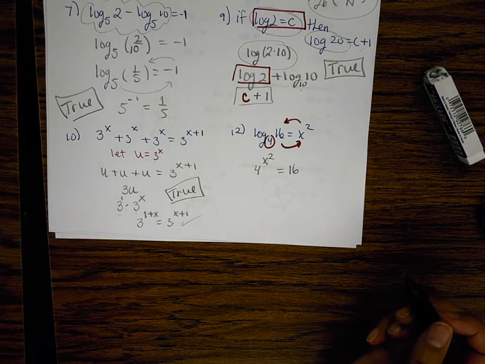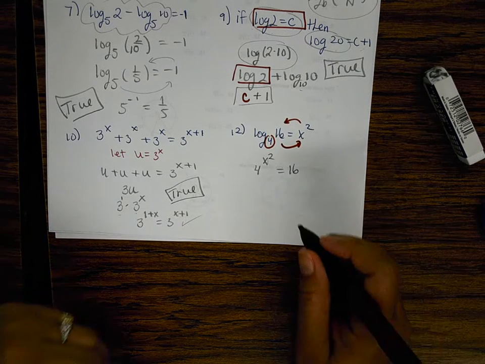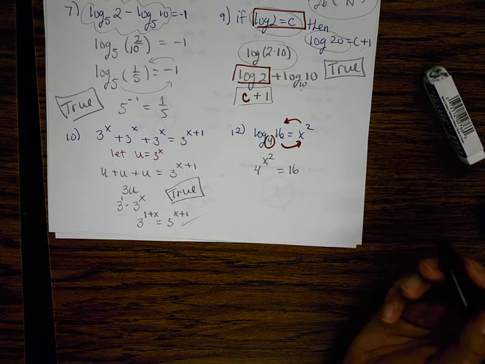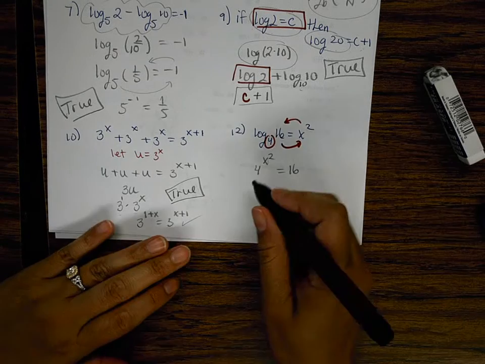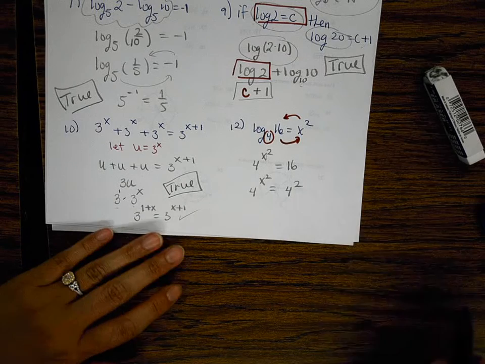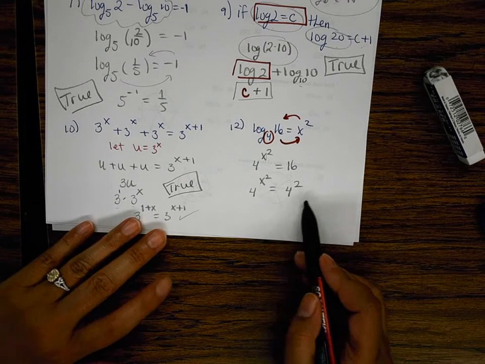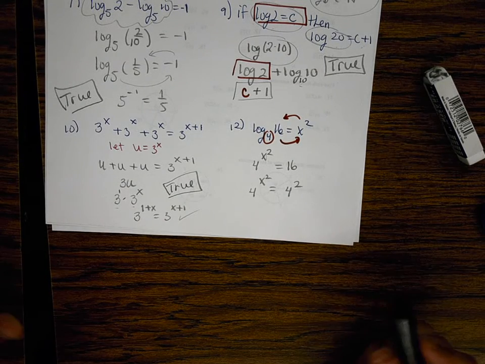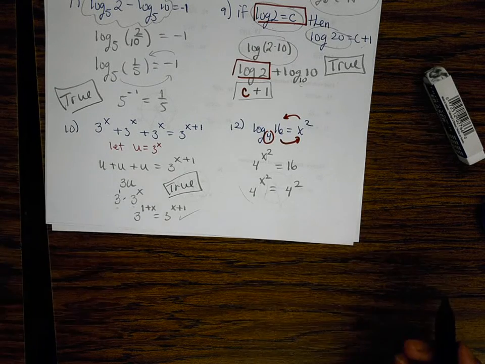All right, I want to get them to have the same base. I could use base 2 or base 4. They both would work. I'm just going to stick with base 4. And 16 is 4 squared. You guys see how that works? 16 is 4 squared. So I'm not changing its value, just the way it looks. And this side stayed exactly as it is.